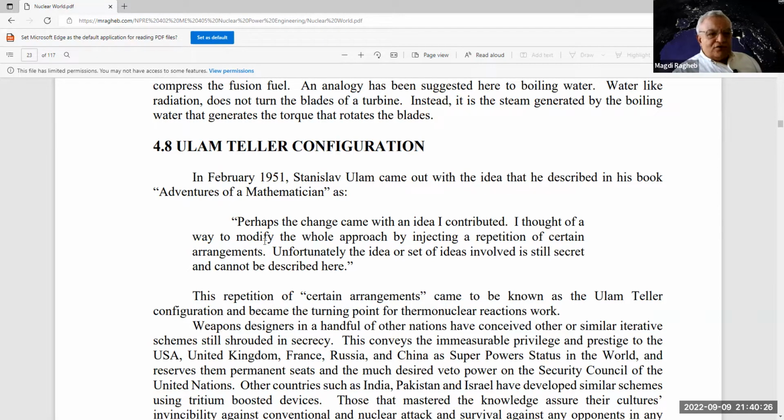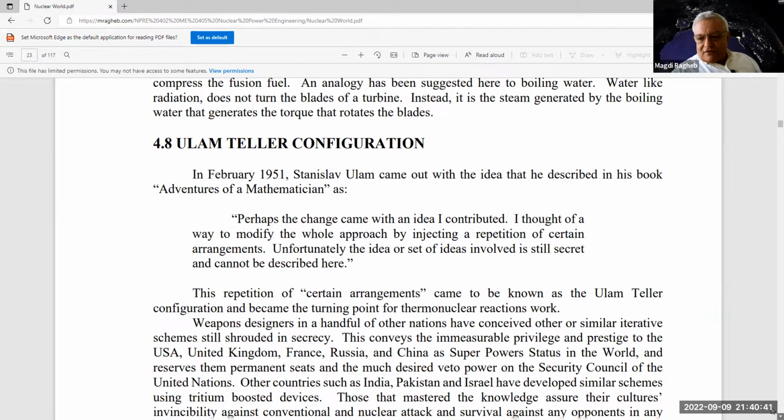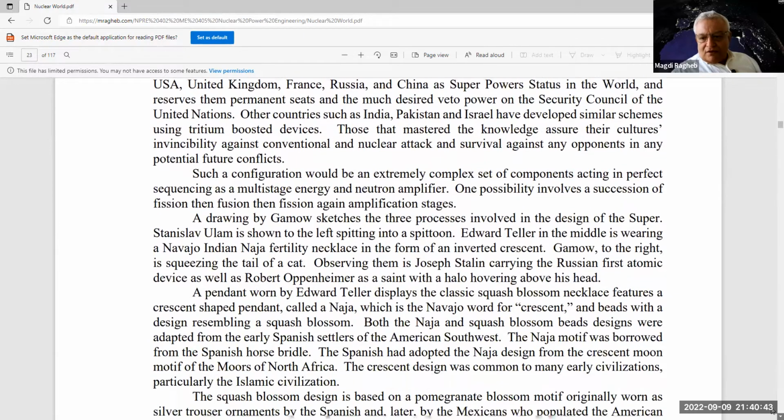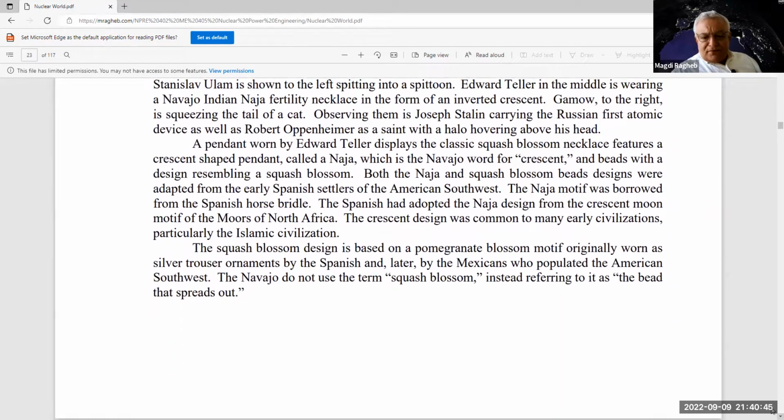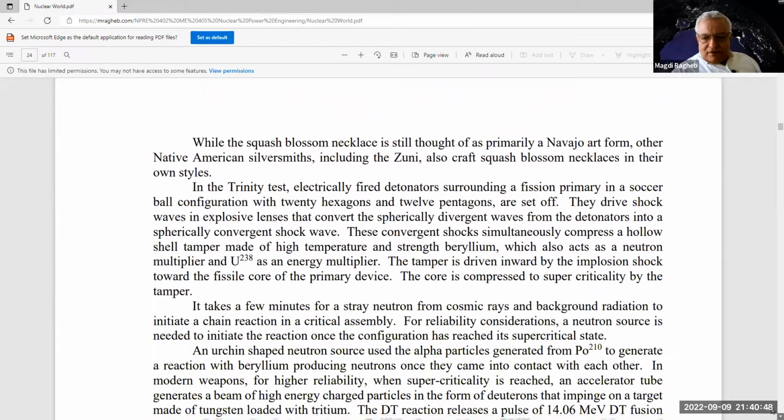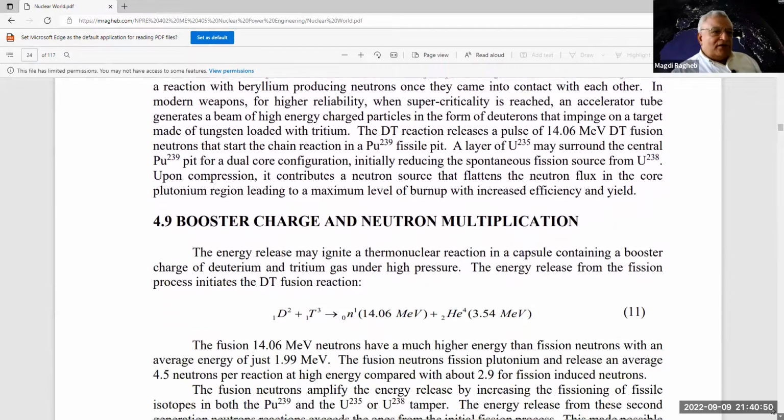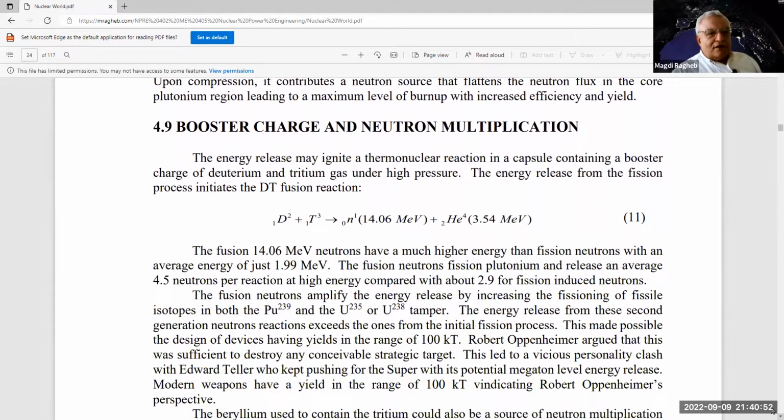I thought of a way to modify the whole approach by injecting a repetition of certain arrangements. Unfortunately, the idea or set of ideas involved is still secret and cannot be described here. So we can only guess about how that Ulam-Teller configuration is, and combinations of it are part of careers that people spend really designing those nuclear weapons.